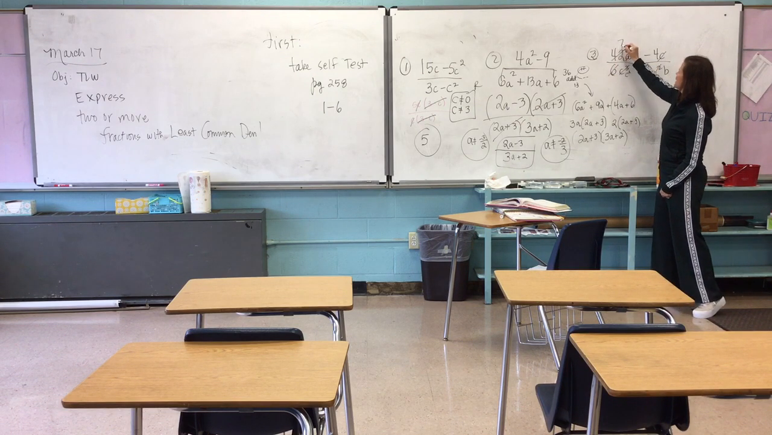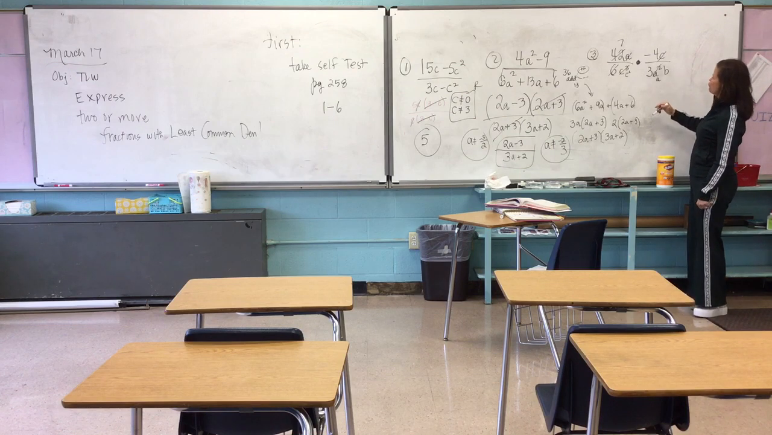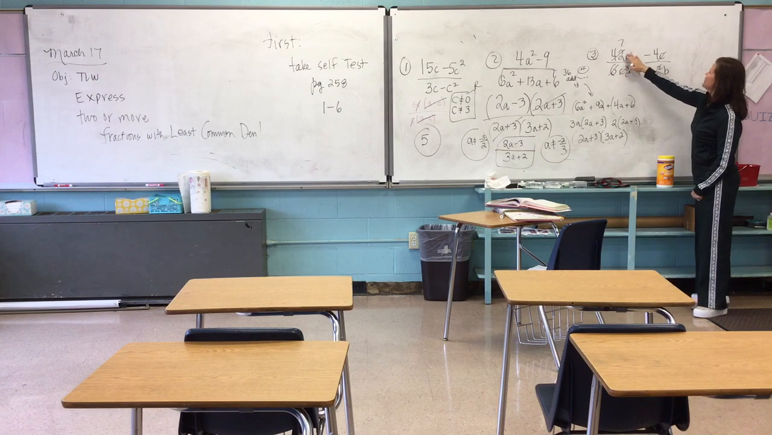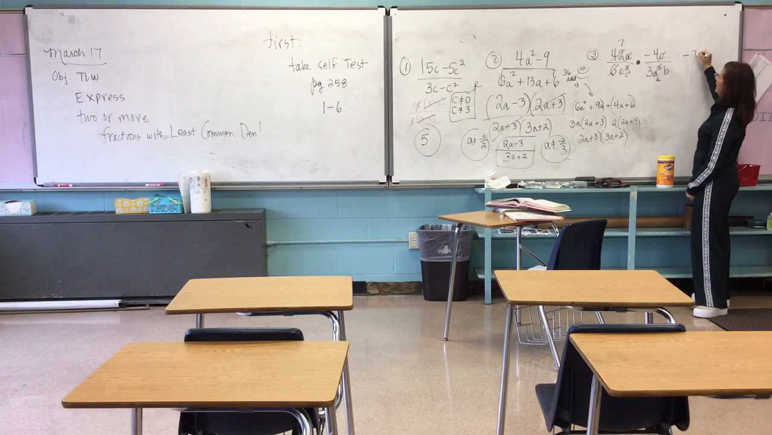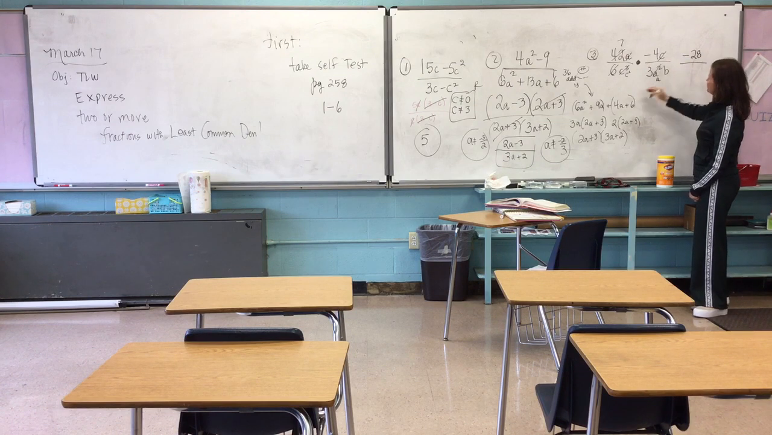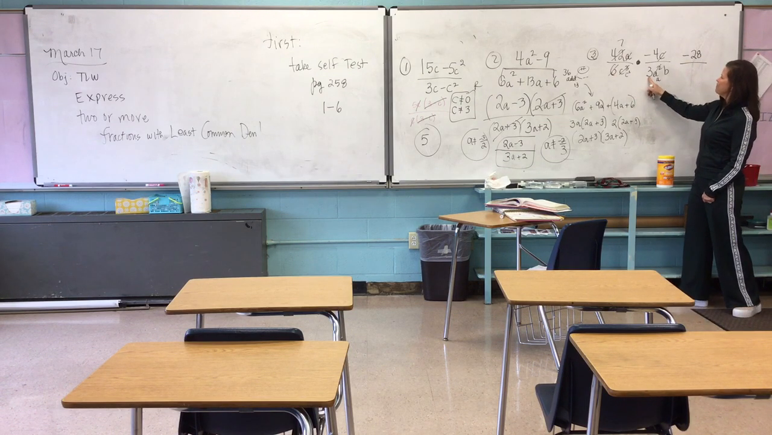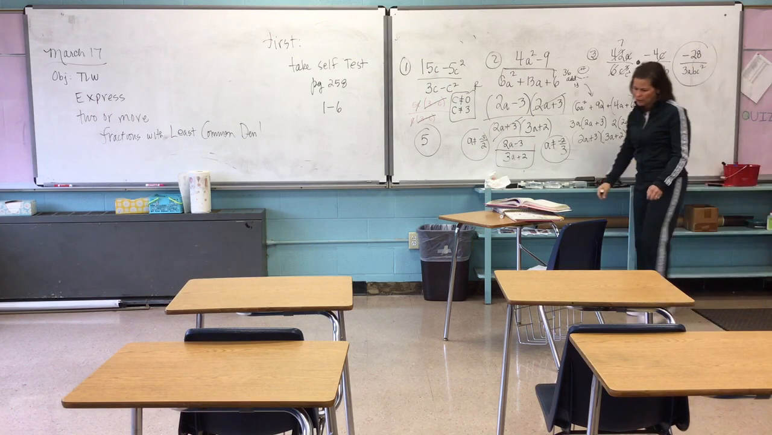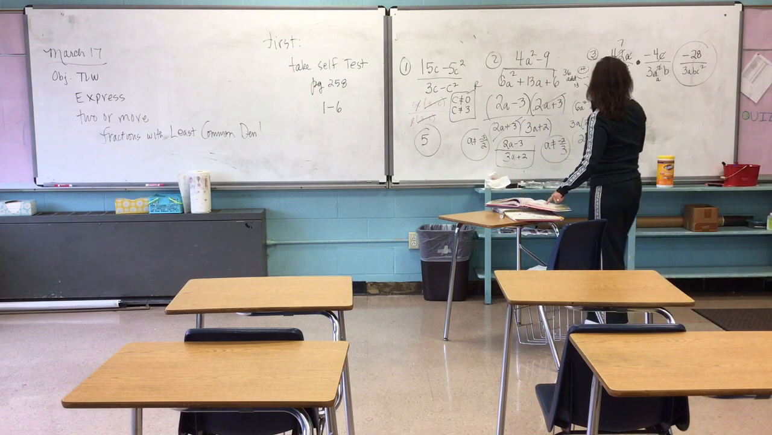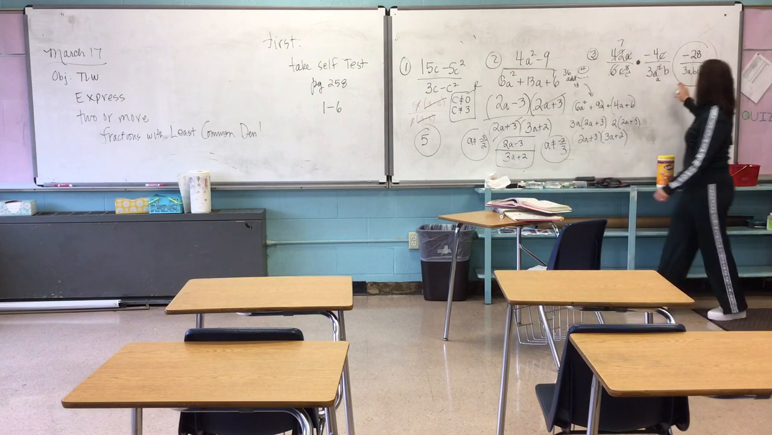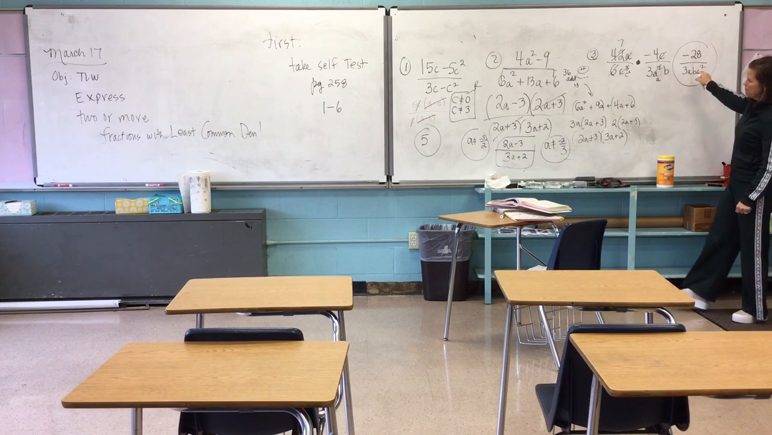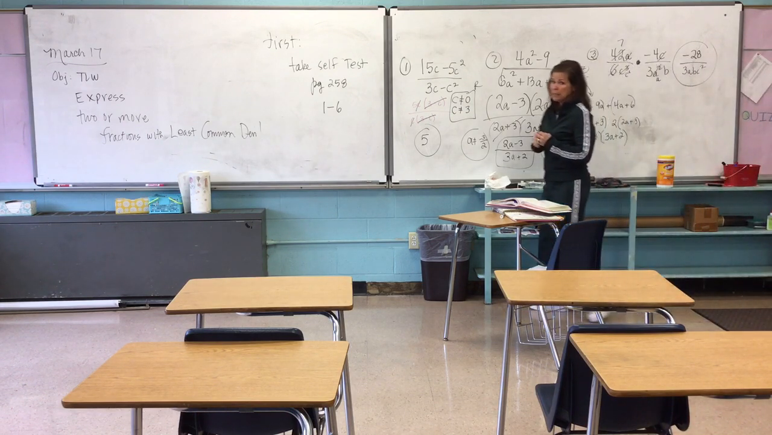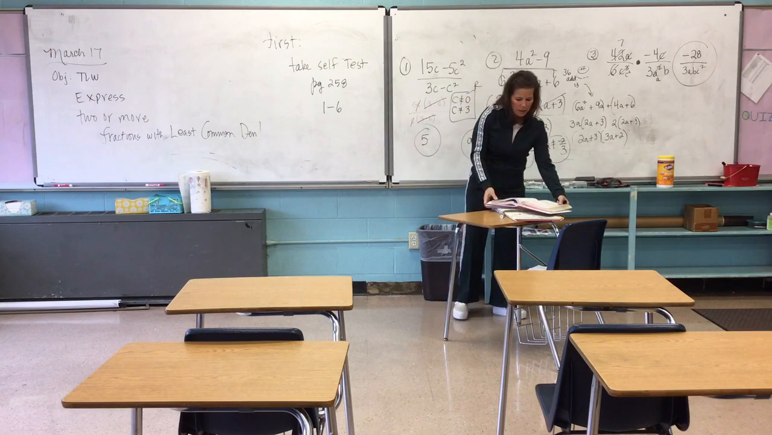6 goes into 42 7 times. I think that's about it, maybe. All right, so I have 7 times a negative 4, which will give me a negative 28 over, down here, I have a 3, a c squared, an a, and a b. So I have 3ab squared. I don't think on 3 it wants restrictions. It does not. So it's negative 28 over 3abc squared. So far, so good. That's the first 3. Hopefully you've done okay.